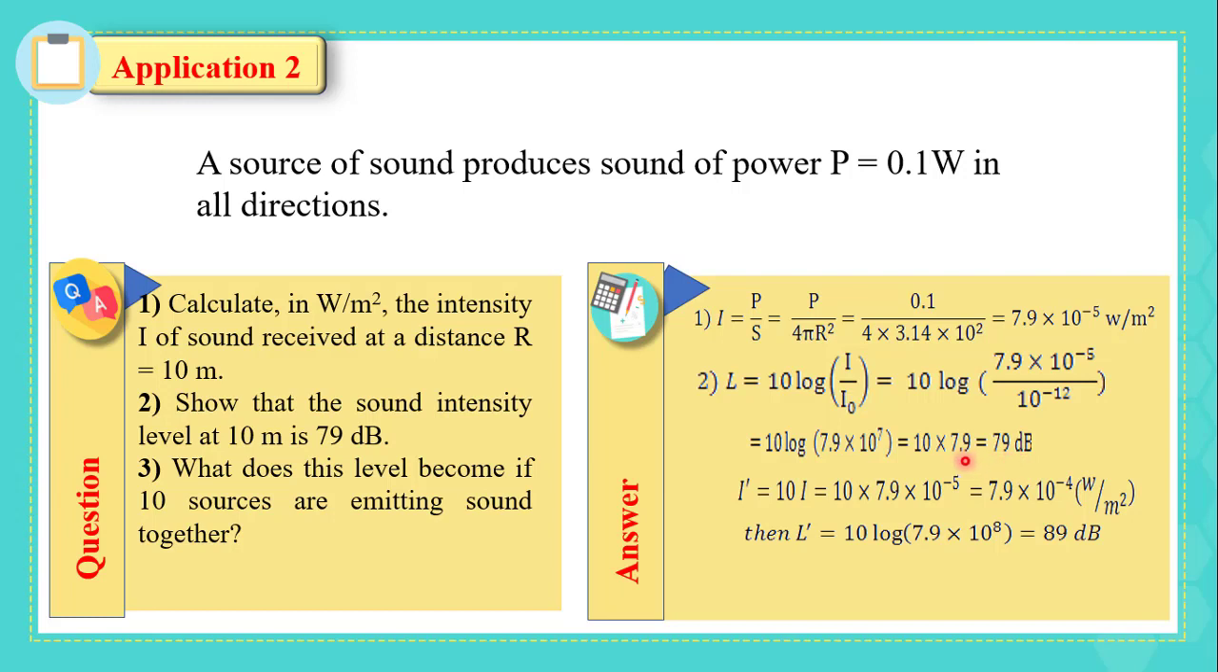In the third part, the new intensity is equal to 10 times I, which is 10 times 7.9 times 10 exponent minus 5. Then we replace this new intensity I prime in L equals 10 log I over I0, so L prime will be equal to 89 decibel.